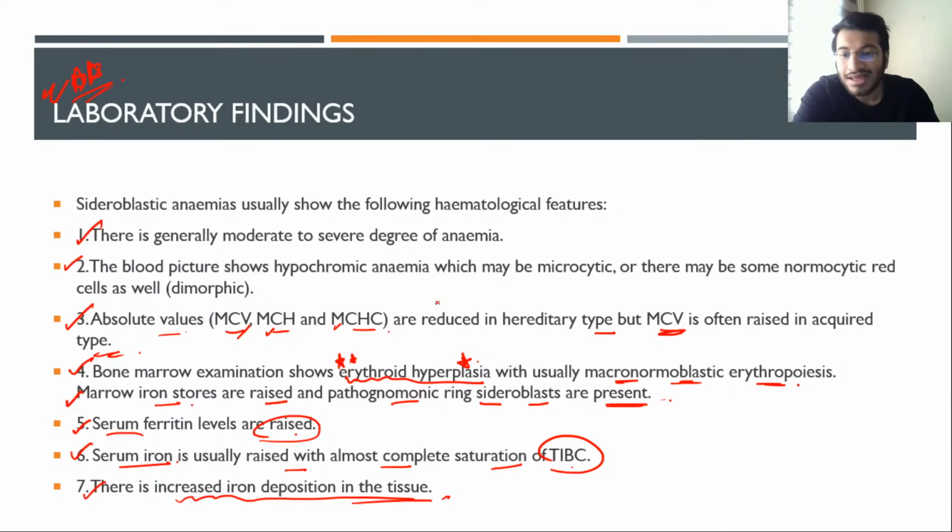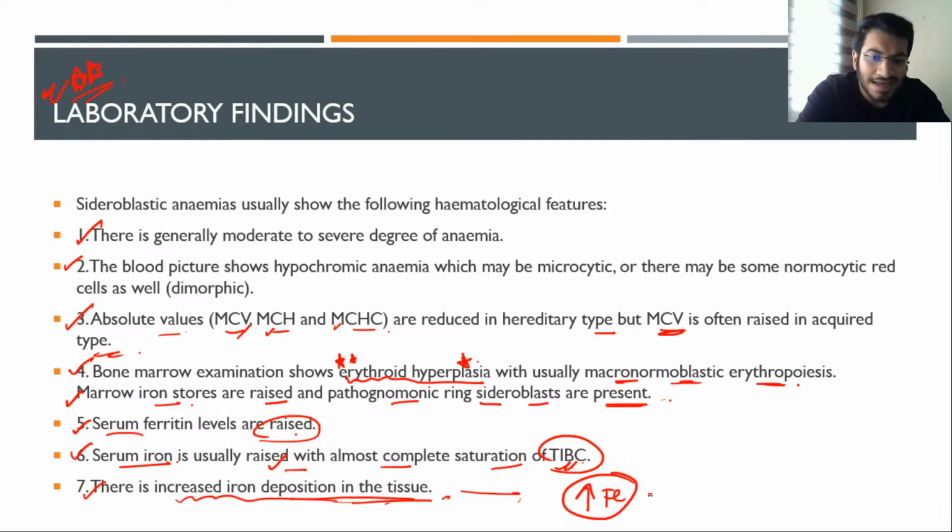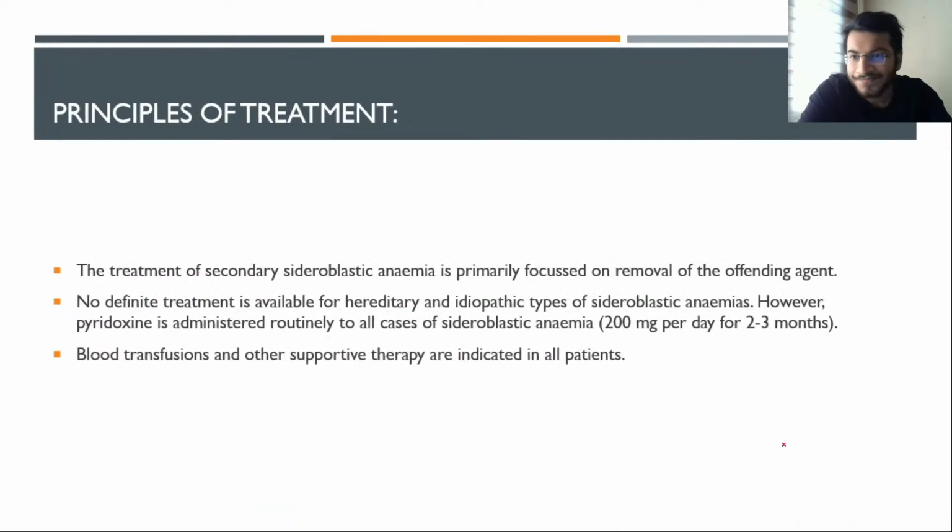Serum ferritin levels are raised, right, and serum iron is usually raised with almost complete saturation on the TIBC, and there is increased iron deposition in the tissue. So in this, serum iron will be increased, and when iron increases, serum ferritin will also increase, serum iron will also increase, and TIBC will be decreased here, right?